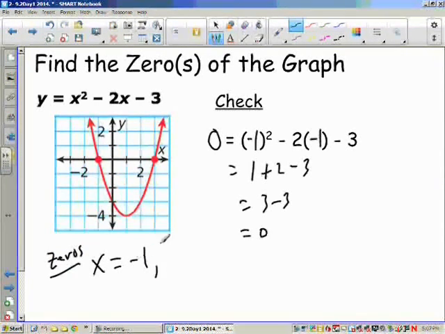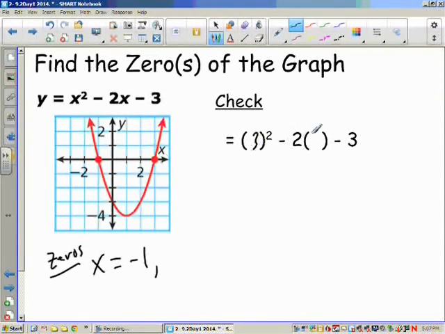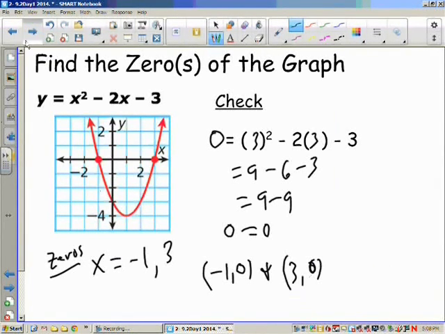Another 0 would be, we would predict, 3. If you plug in 3, we see that we get 9 minus 6 minus 3. That's 9 minus 9. Sure enough, 0 equals 0. So our zeros are -1 and 3. Often we write it as (-1, 0) and (3, 0). You can do it either way. We typically show it as an ordered pair to make sure we see that the y is 0.